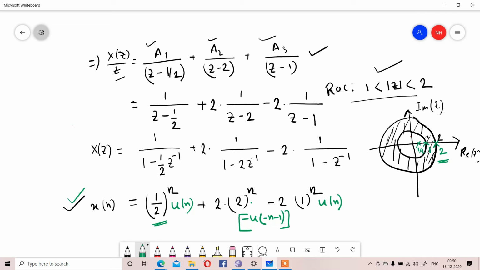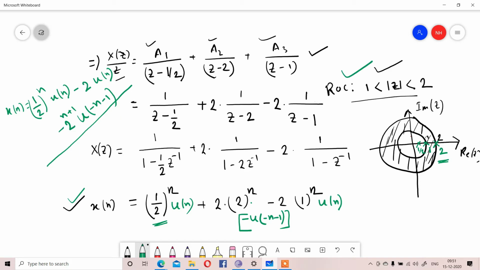Okay, so the final result will have x[n] equal to (1/2)^n u[n] minus 2 u[n], these two cases, plus 2^n multiplied by 2, it will be 2^(n+1), and that plus will be minus u[-n-1], considering the ROC condition. So that will be your result.